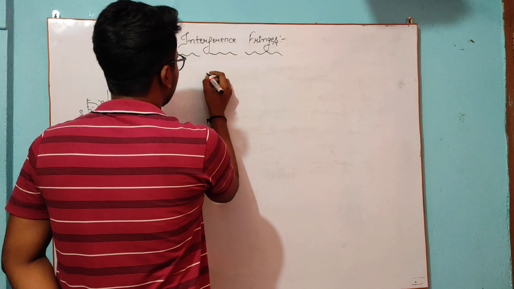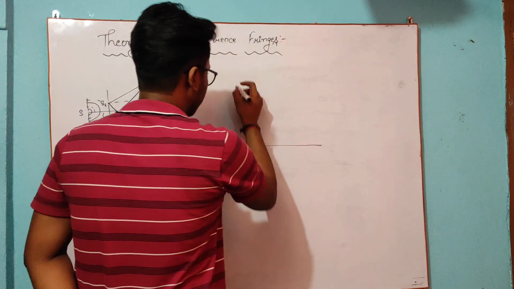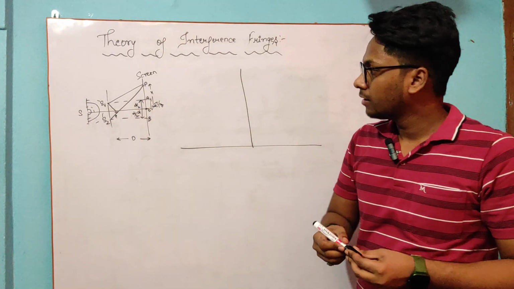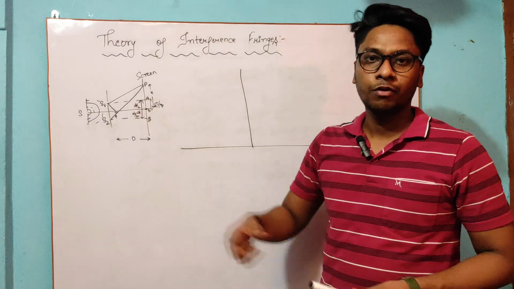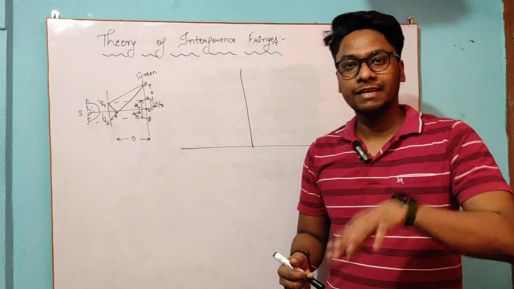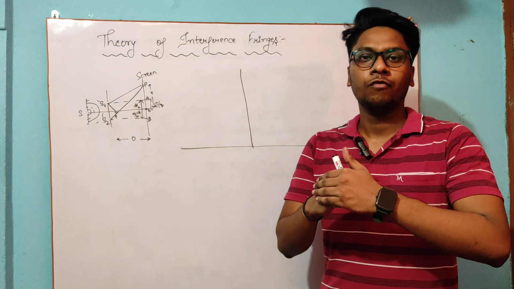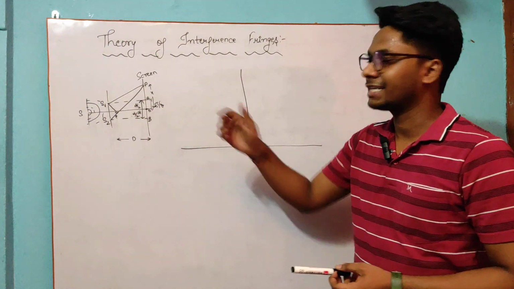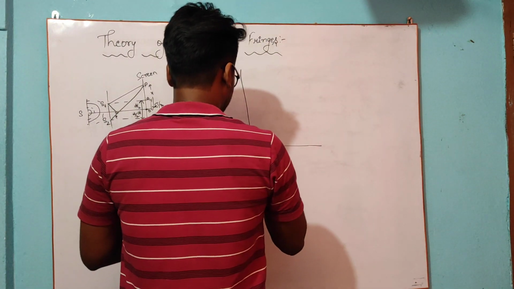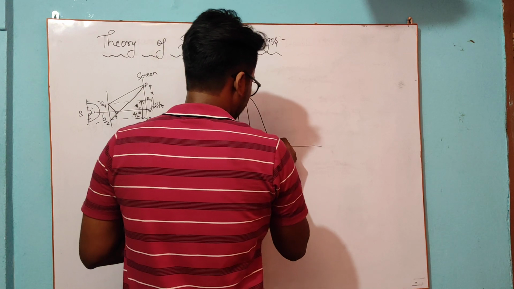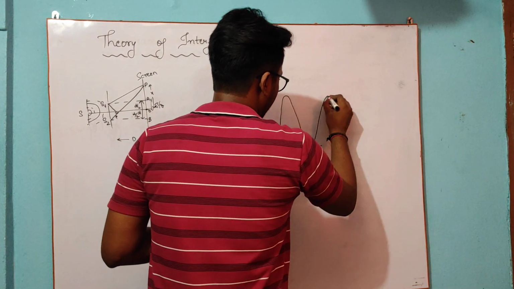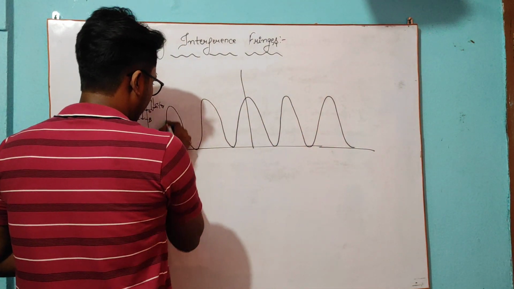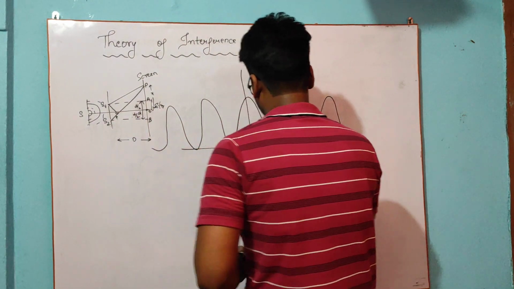See, this is the axis. Now at central point O, the maxima occurs because both light rays arrive at point O at the same time and in the same phase. So the crest overlaps with crest, and trough overlaps with trough. So we get the maxima here. So it is like this, and it goes on. Here also, and like this. This is the central point.